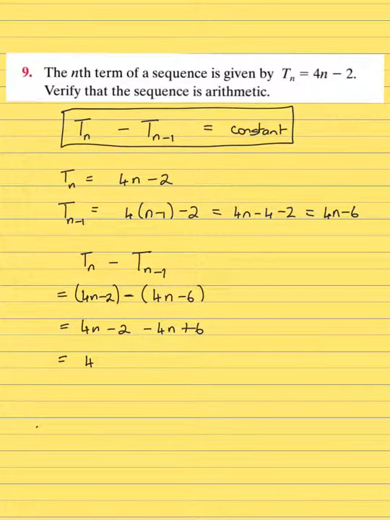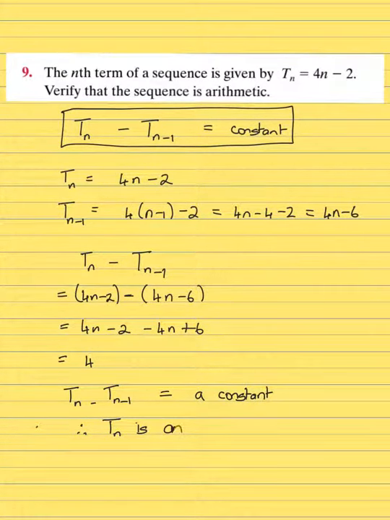Now it's very important that we say Tn minus Tn minus 1 is equal to a constant. It's not the fact that it's 4, it's the fact that it's a constant, and therefore Tn is an arithmetic sequence. So we're looking back here and reminding ourselves that here is constant. There's no n involved in it. So you could always write in constant there beside it.